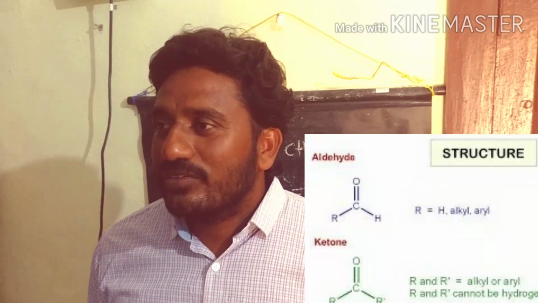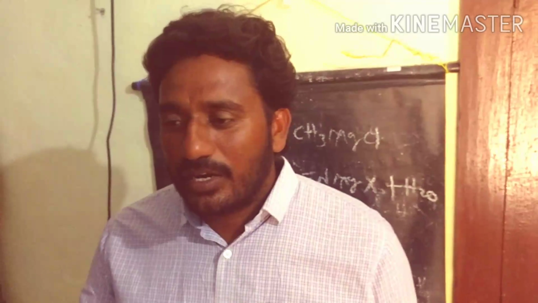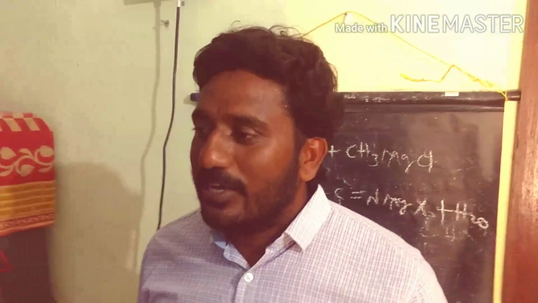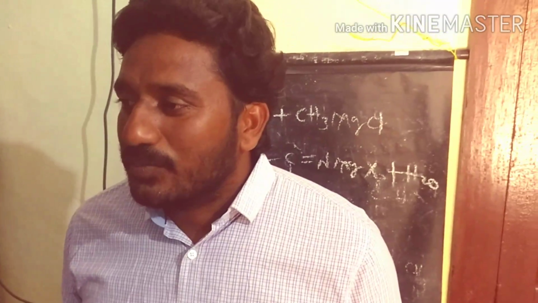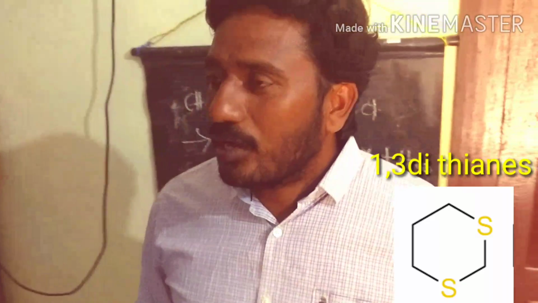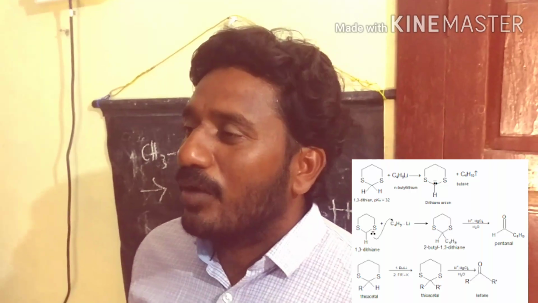Now we discussed some of the preparations of the carbonyl compounds. Yesterday we discussed many preparations of carbonyl compounds from various reagents, but this time we discuss the specific reaction from 1,3 dithianes to prepare the carbonyl compounds. First we start with 1,3 propanedithiol, reacting with formaldehyde to form the 1,3 dithiane.